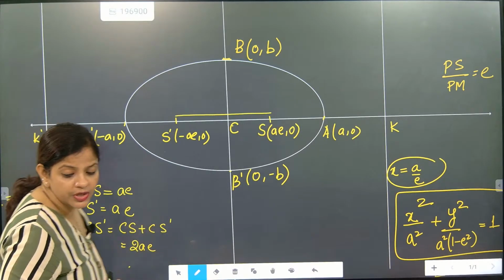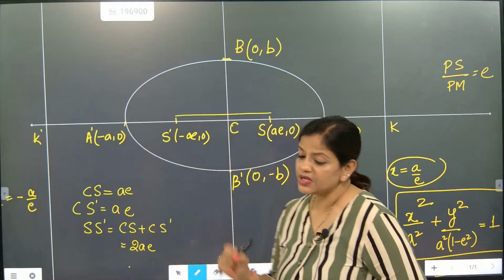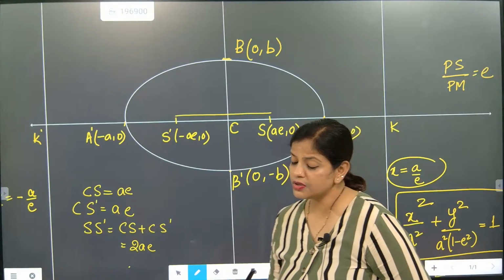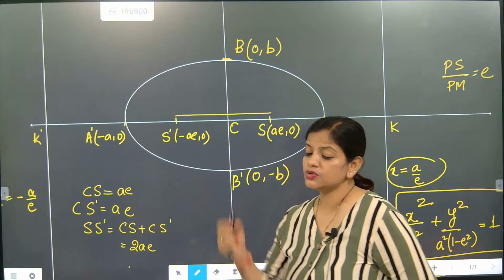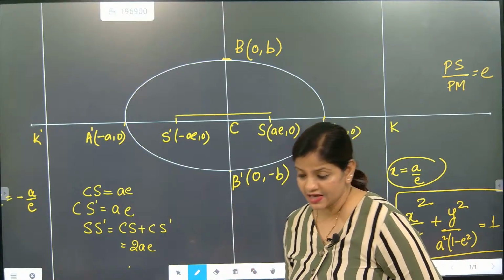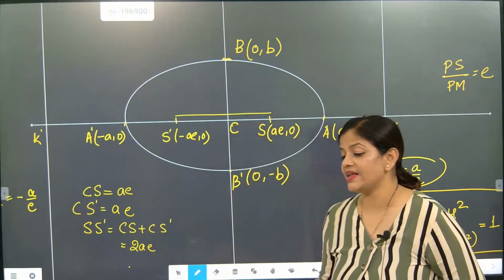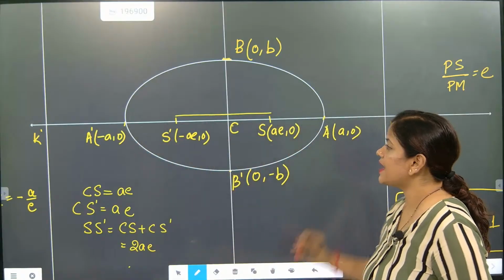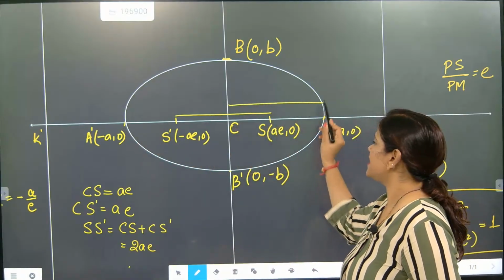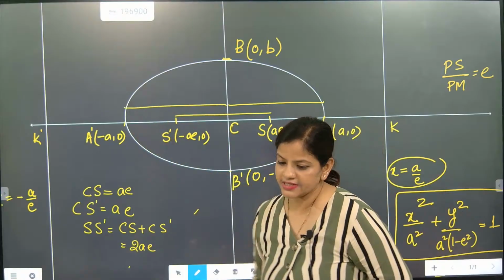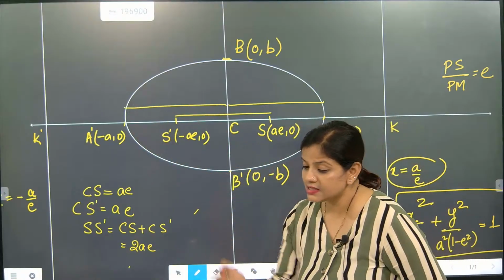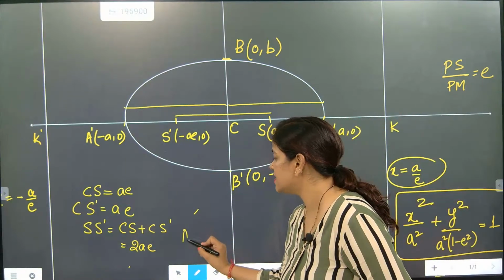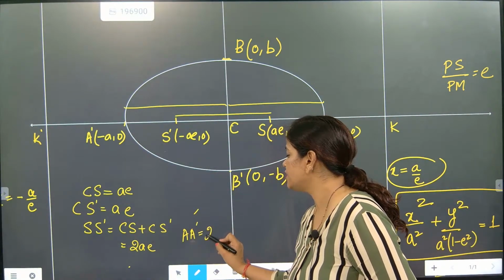So the distance between two foci of the ellipse is 2AE, where A is the vertex point and E is the eccentricity. Understood? The distance from the center to vertex is A on both sides, so the distance between the vertices A and A dash is equal to 2A.